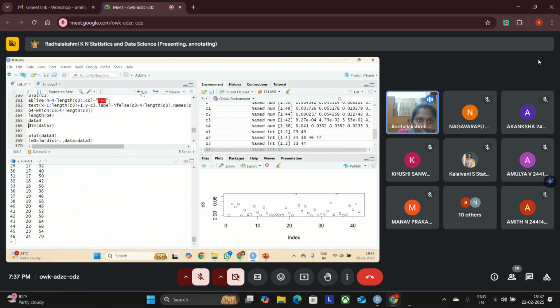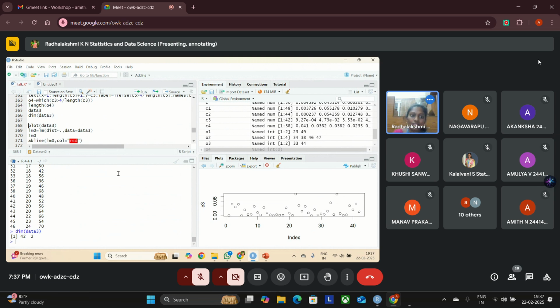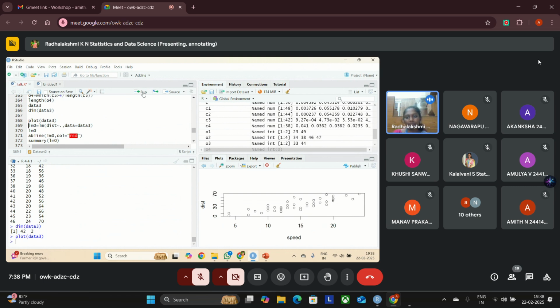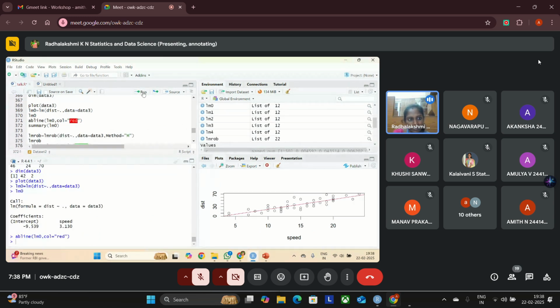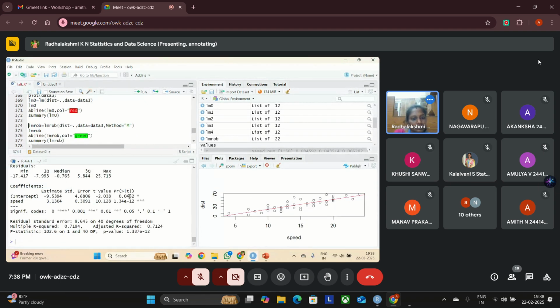We are checking the dimension of data 3. In the CARS data set, I think there are 50 observations in two variables. Now we have 8 outliers present in the data set, so we are removing those 8 outliers. Now the dimension of the data set after removing the outliers is 42 rows and 2 columns. For this data 3, we are plotting. This will be our plot for data 3. And for the OLS procedure, that is the linear model, we are fitting it. This is our abline. The summary of the model is 0.71. That is, in the least squares procedure, it is giving 71% association between the speed and the distance.